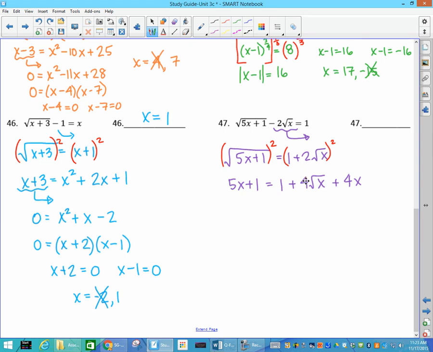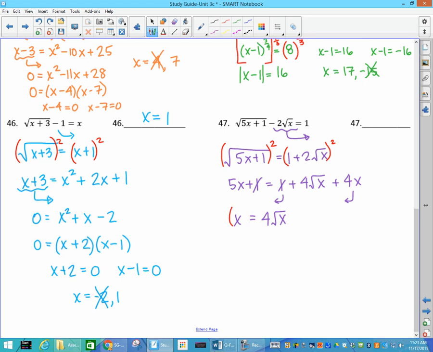And now I want to isolate this guy. So I'm going to take the 1 over, and I'm going to take the 4 over there. So 5x minus 4x is x. And 1 minus 1, those go away. How nice. Leaves me with 4 square roots of x.